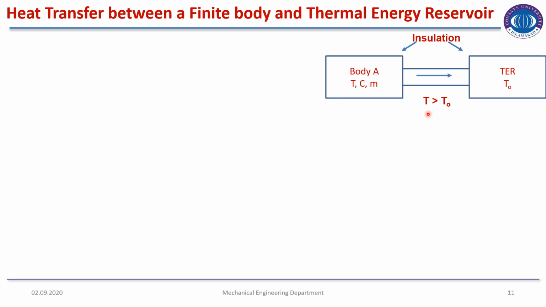So T, the temperature of body A, is higher, therefore heat is flowing from left to right. On the top of the schematic diagram, it is mentioned that the entire body is insulated. So there is no heat interaction between the surrounding and the system.